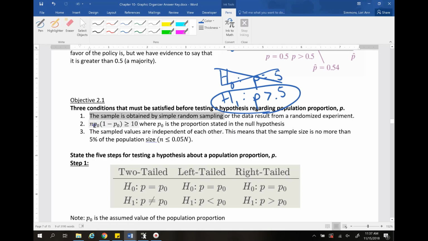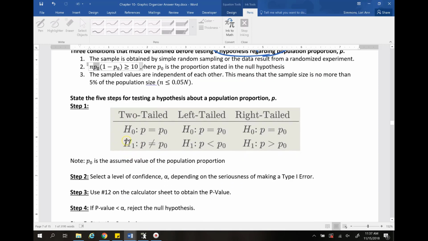Here you can notice that the formula is slightly different. This is going to be p sub 0, and that's what you're testing. So if you're able to find this p sub 0, it's the same number. And then there are 5 steps to test a hypothesis about a population proportion.